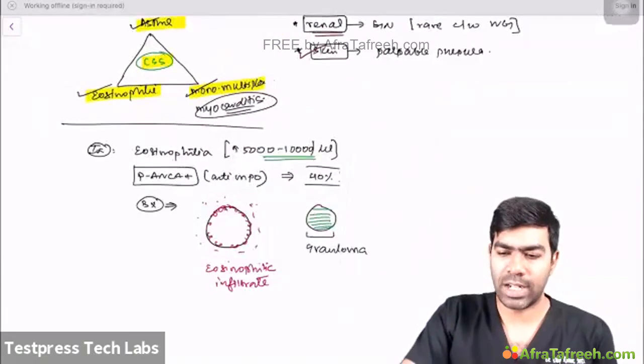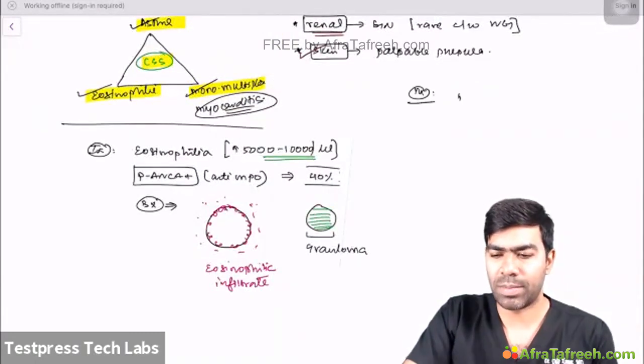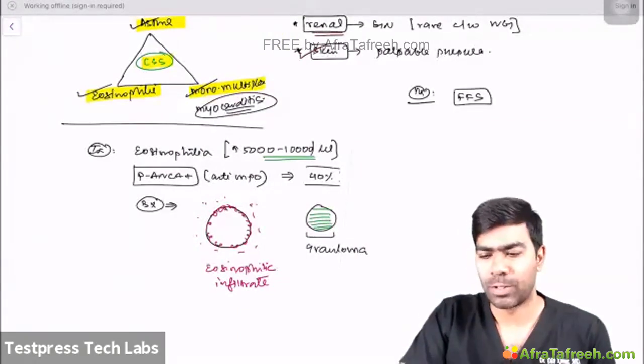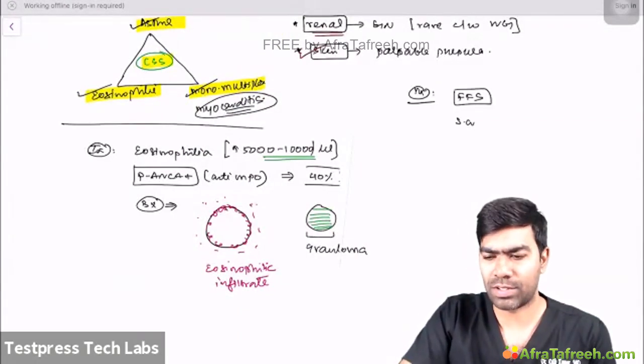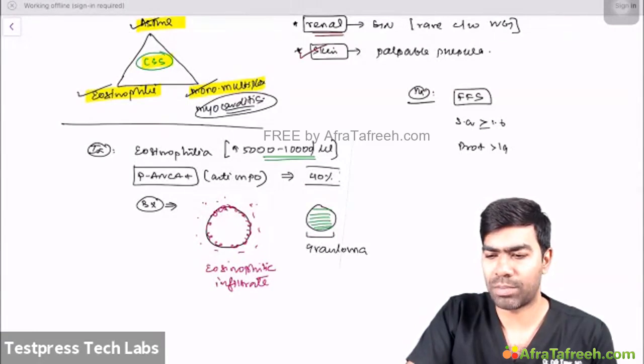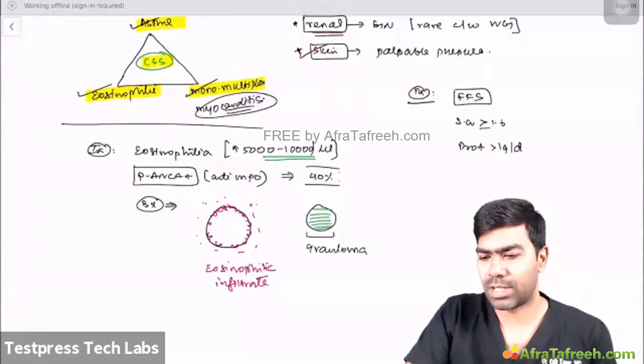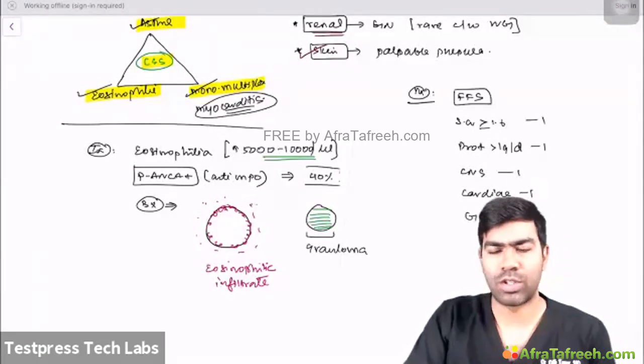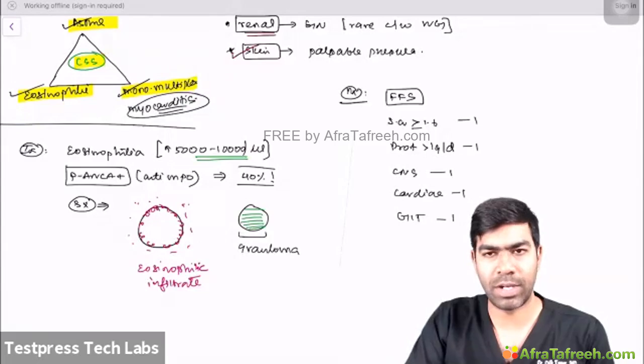When you want to know the treatment of Churg-Strauss syndrome, treatment is typically based on something called FFS. FFS means five-factor score. I think I've already told you about FFS. Serum creatinine more than 1.6; proteinuria more than 1 gram per day; and CNS involvement, cardiac involvement, or GIT involvement. Each is given 1 point. So the total score is 5, and the minimum score is 0.